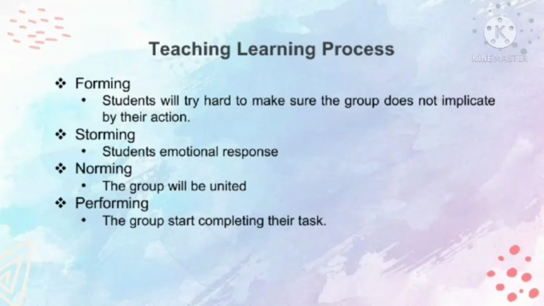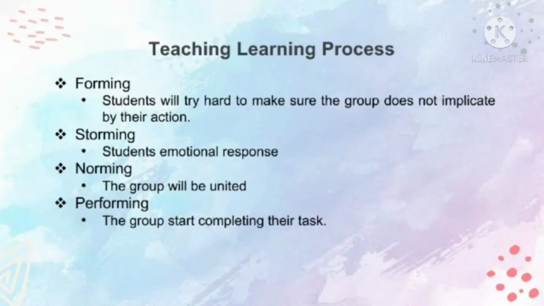Teaching learning process. In cooperative learning, there are a few stages of how it works. First is forming. Students will try hard to make sure the group is not implicated by their actions. This is the time of organization and orientation to tasks, as students will be divided into groups. The tasks and information about them will be identified. At this stage, they will think how well they can contribute to the group. They will try to be on their best behavior because the members will develop group guidelines, either by consensus or by informal testing of behaviors.